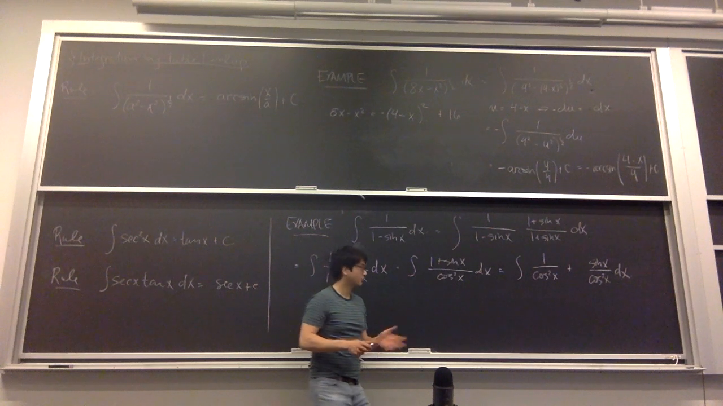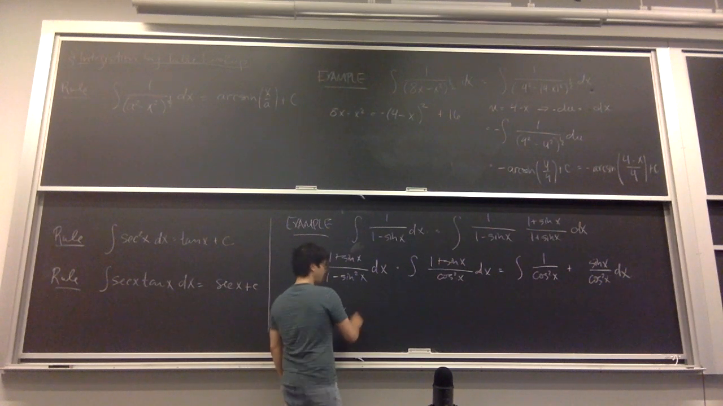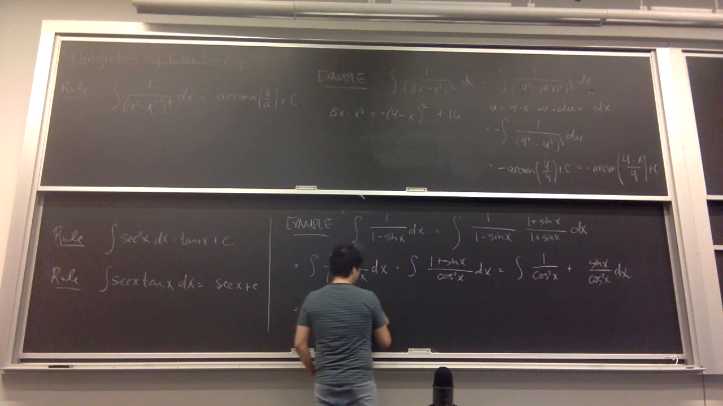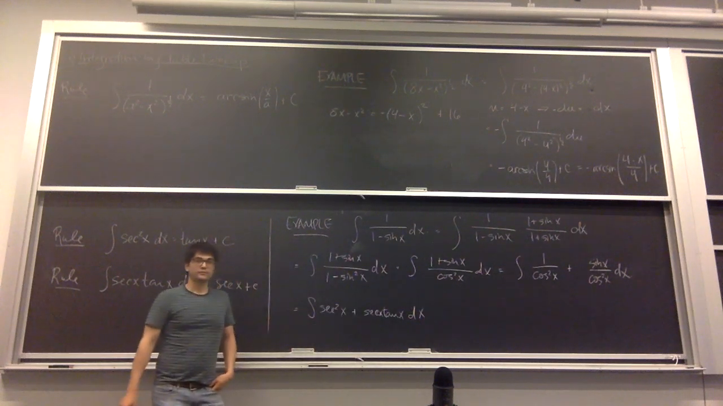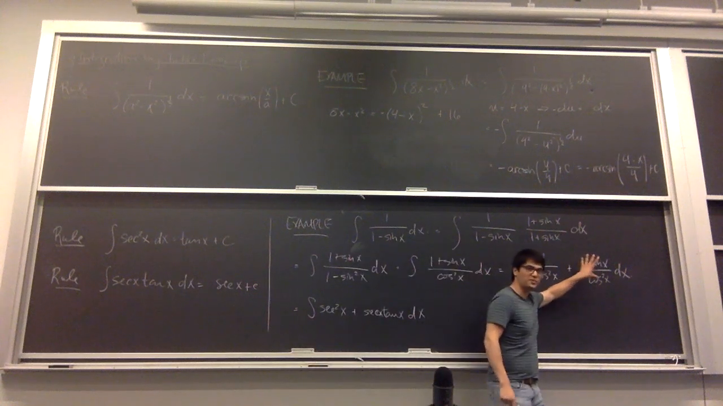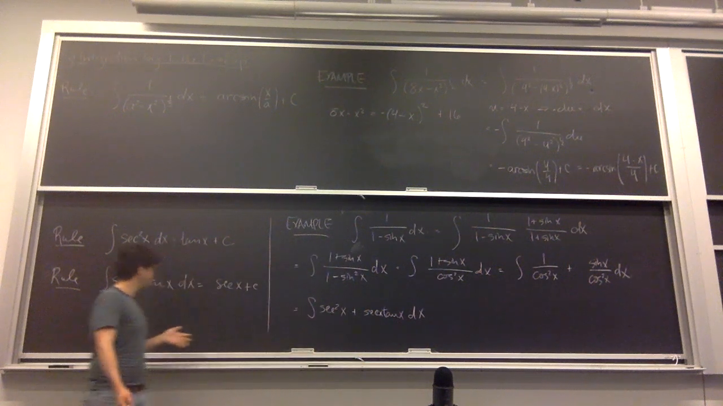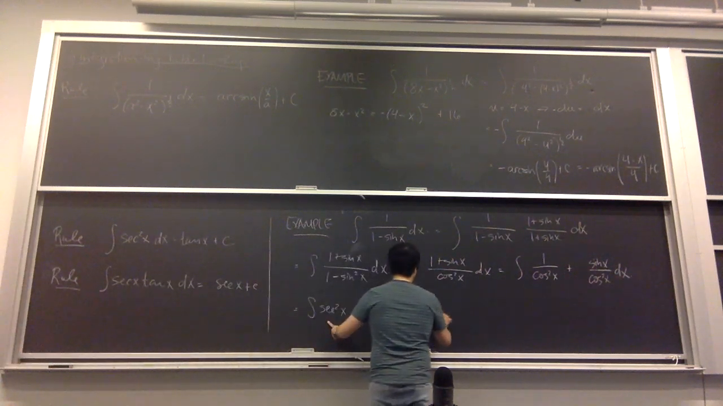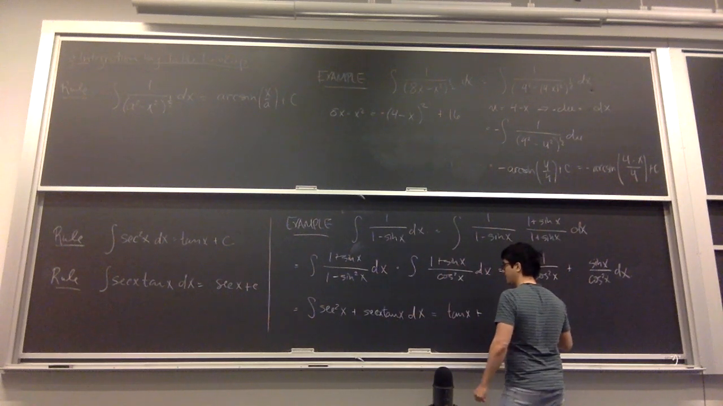Well, that's secant squared. So what do we got? We actually got the integral of secant squared x plus what? We can split it apart. Well, isn't it secant tan x? One of the sine over coses becomes tan. The remaining 1 over cos becomes secant x. So now what? Yeah, now we can use the rules. So what is, by the rule, the integral of secant squared? Tan x. What is the integral of secant tan x? Secant x.